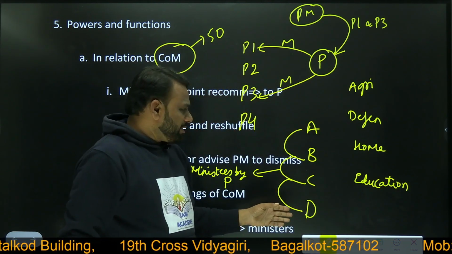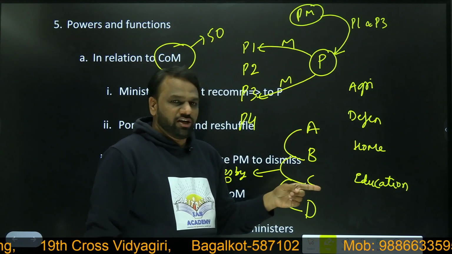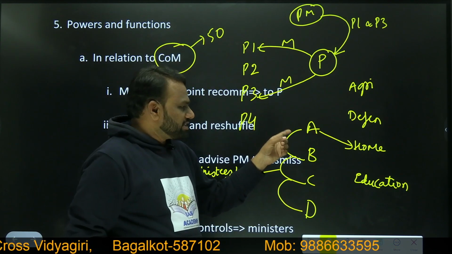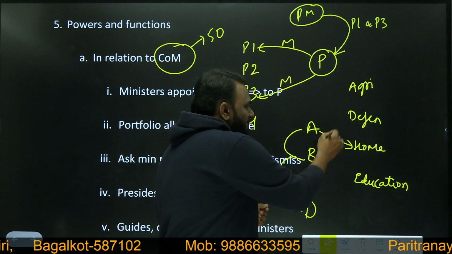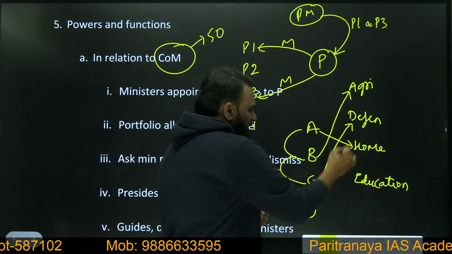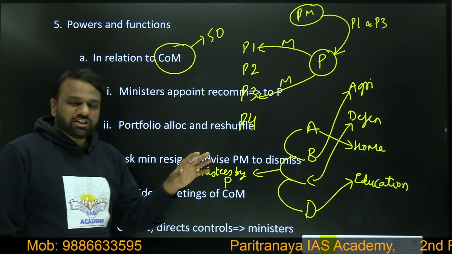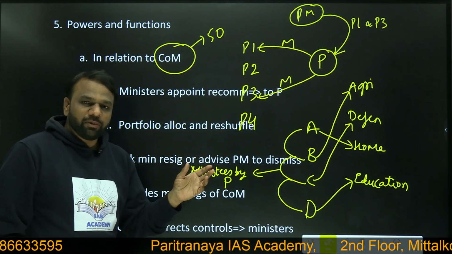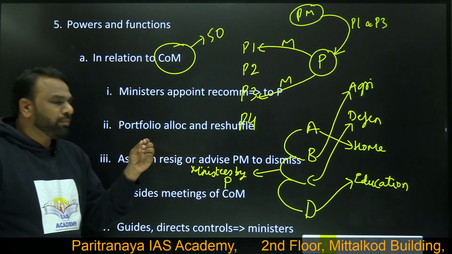Now which person has to be given which ministry? Whether A has to be given Agriculture Ministry or Defense Ministry. Let us assume A is given Home Ministry. Person B has been given the charge of Agriculture Ministry, person C Defense Ministry, and D has been given the charge of Education Ministry. This process we call portfolio allocation: which particular person will become which minister.